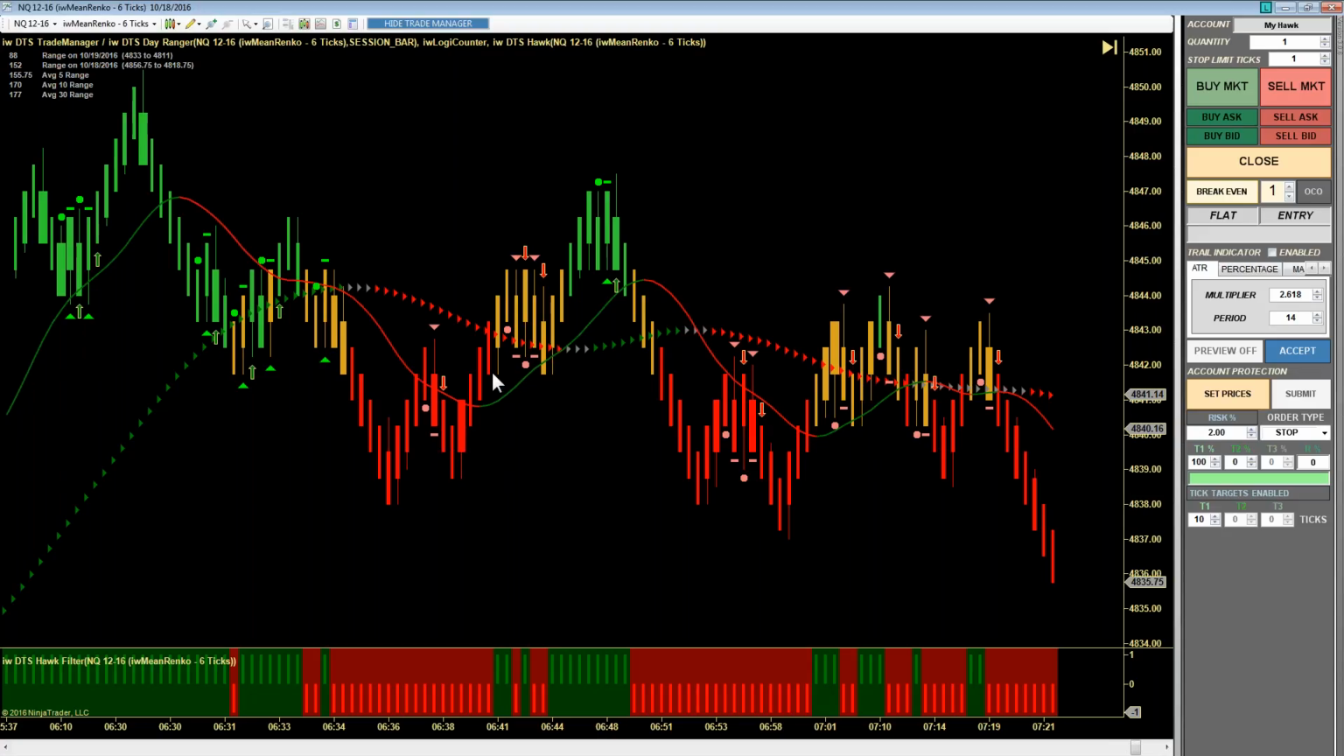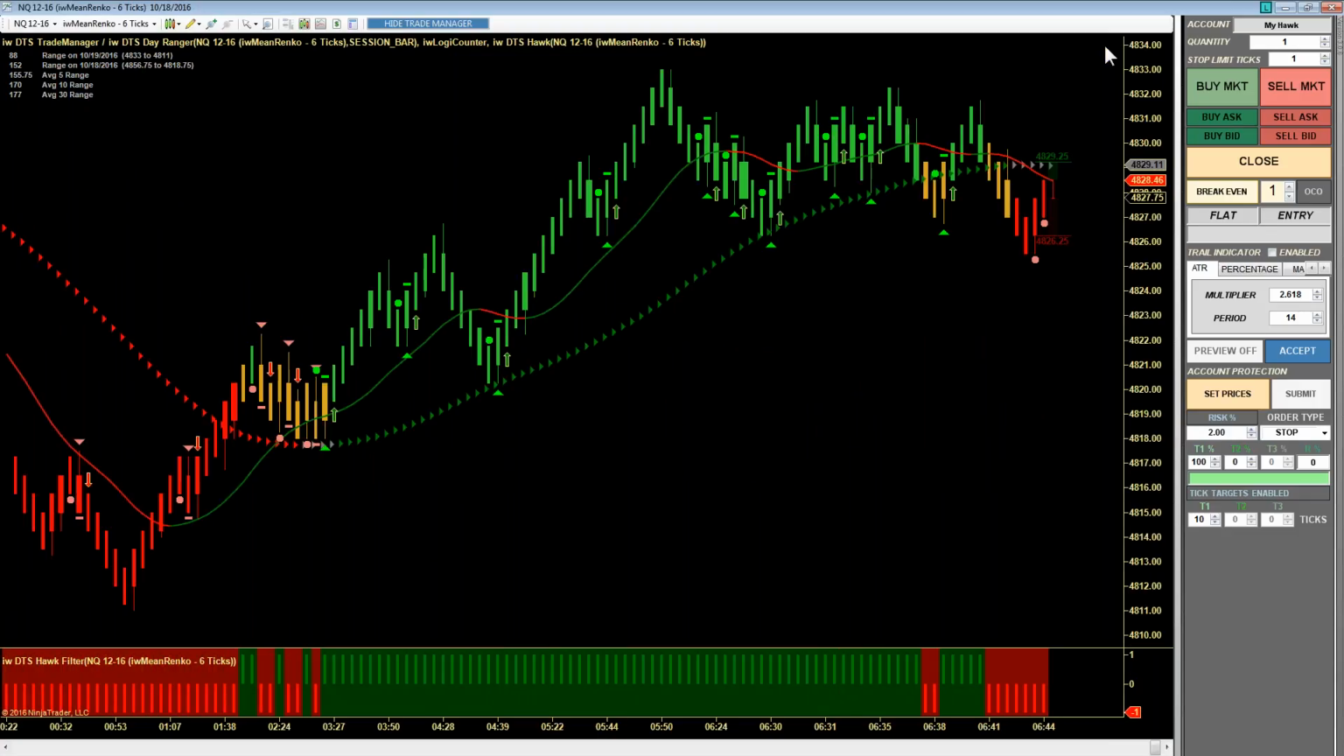So you'd have to sit on this trade for about 20 minutes or so before it finally hit its profit objective. And I do believe that was a trade that we sat on for a while before it finally hit its profit target.